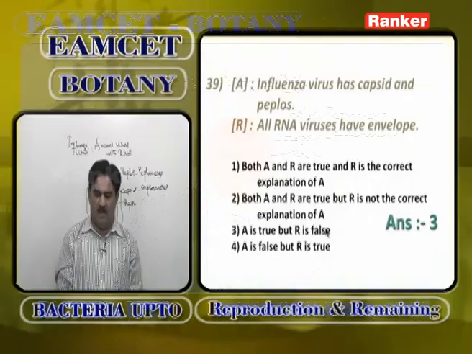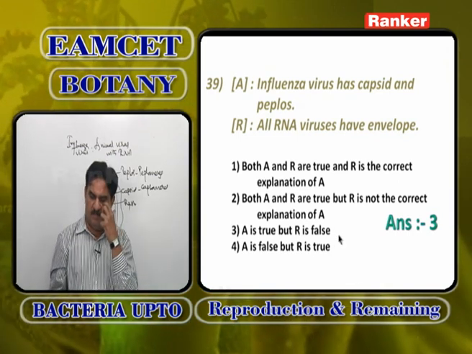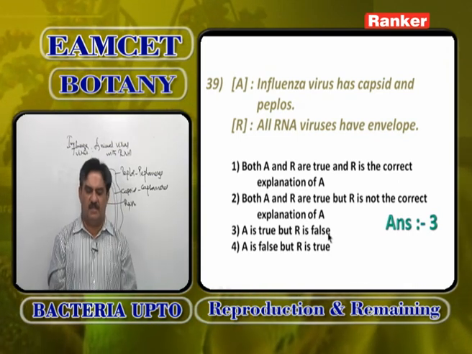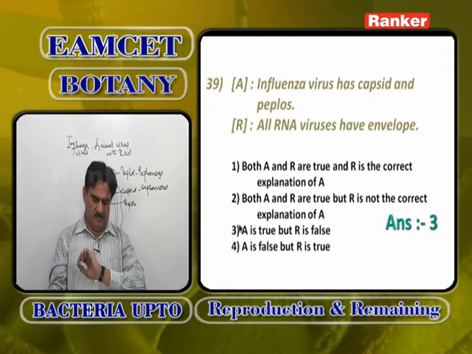Correct. All RNA viruses have an envelope is wrong. All RNA viruses do not have a peplos envelope, because tobacco mosaic virus is also an RNA virus. It does not have any peplos. So A is true, R is false.